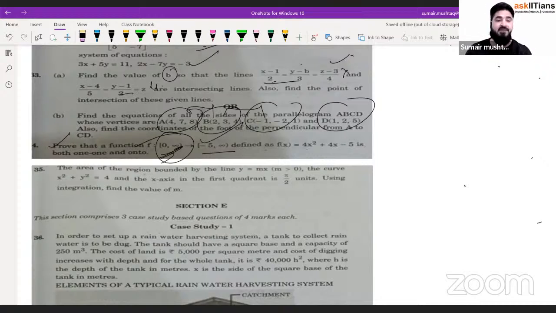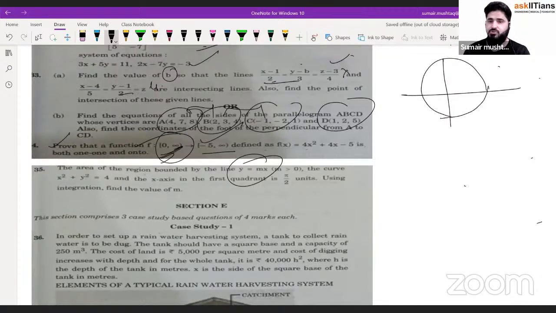Listen. Find the area of the region bounded by y = mx. So obviously this will pass through the origin. Remember, in doing questions of area under the curve, you need to know the graph. This is the circle, which passes through (2, 0), and this is the line. It touches here. Let us suppose this is point P. Now here this is 0. You need to find the integral from 0 to P and then P to 2.